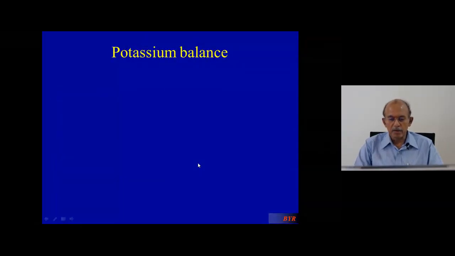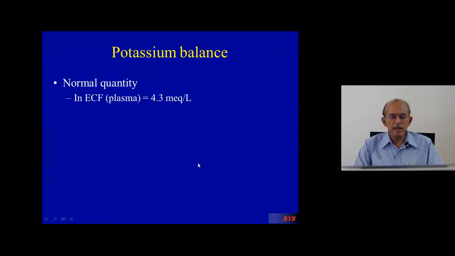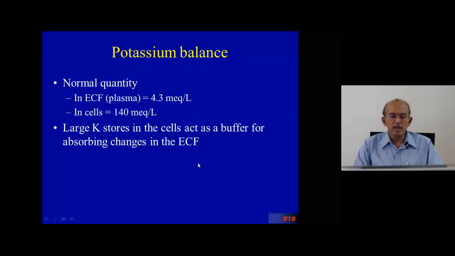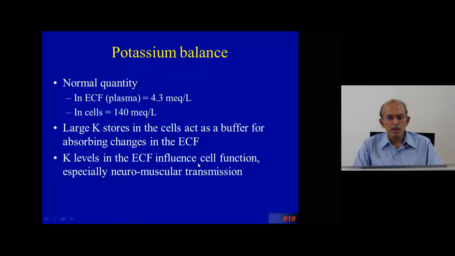Okay, now we'll go to potassium balance. Normal quantity in ECF is about 4.3 milliequivalents per liter. You can say 3.5 to 5.5. In the cells, it is 140 milliequivalents per liter. So large stores of potassium in the cells act as a buffer for absorbing changes in the ECF. So if the ECF potassium decreases, the potassium from the cells will accommodate it, and vice versa.